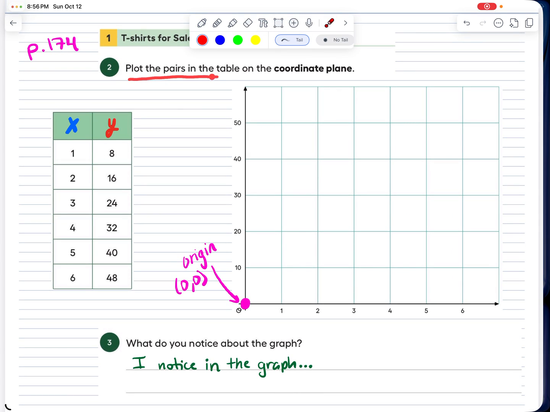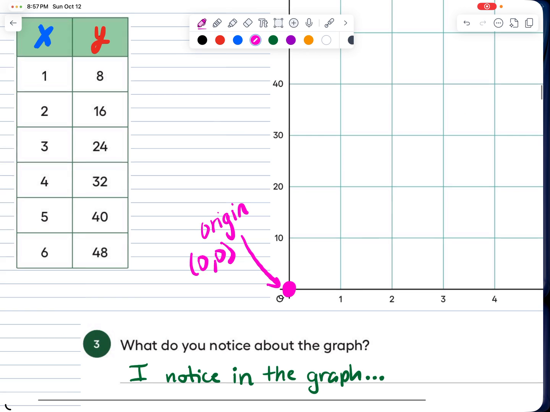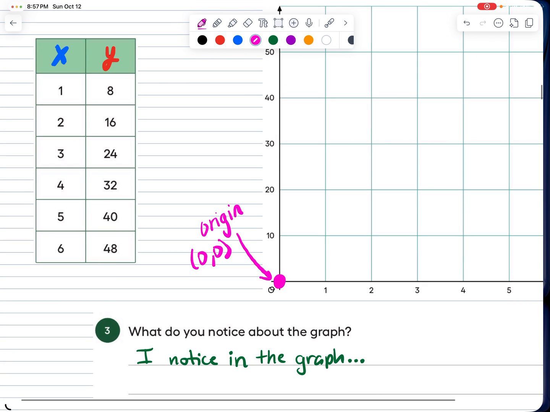So we have here, plot the pairs in the table on the coordinate plane. We marked our point on the coordinate plane, and now we need to do our best to graph these. So I see 1 and 8. These are actually points.